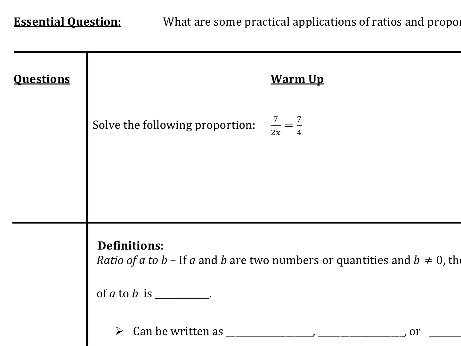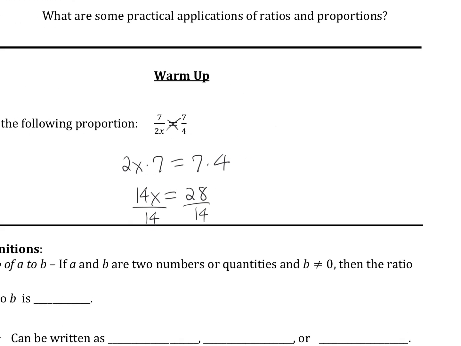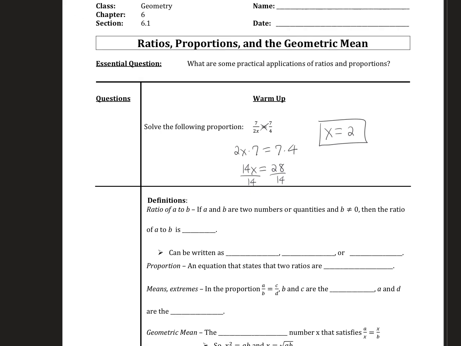Go ahead. All right, so for solving proportions, some math teachers don't like this, but what I like to do is just cross multiply. I think it makes things pretty easy. So we have 2x times 7 equals 7 times 4. What's 2x times 7? That is 14x. What is 7 times 4? That is 28. Now how do we solve for x? Divide by 14. And we get x equals, what's 28 divided by 14? That is 2. All right, sounds good. So we're going to be using some of those steps today.